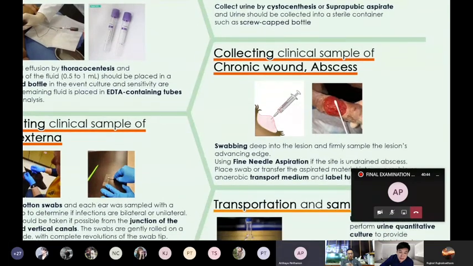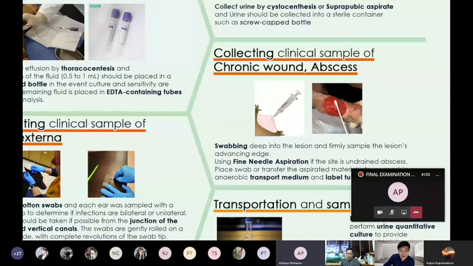Okay, let's move to collecting clinical samples of a chronic wound and an abscess. For the chronic wound, we will start with a physical or chemical stain. Irrigate the wound with sterile saline. Importantly, we must avoid pus, debris, or necrotic tissue for sampling.